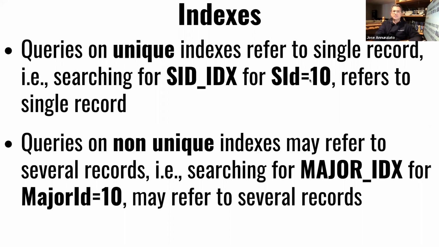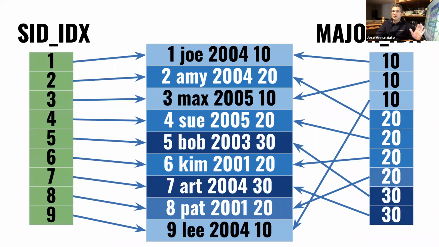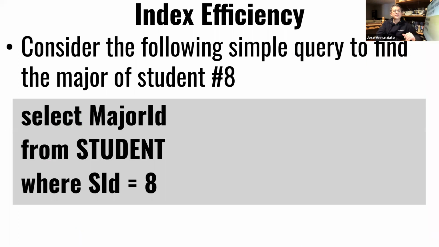If we do it on student ID equal 10, that would be an individual record. One single student record that has student ID 10 would come back. But on major ID 10, that might actually be multiple students that would come back, because multiple students would have major ID 10 since it's non-unique. So this is graphically the data that we have. What happens if we're searching for a specific record, a particular student whose ID is 8?